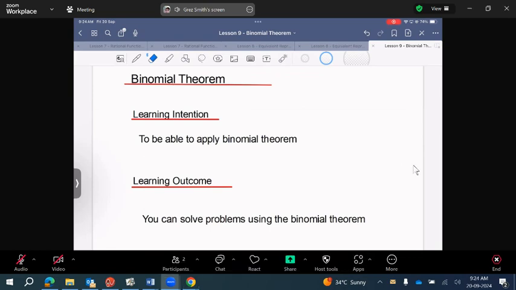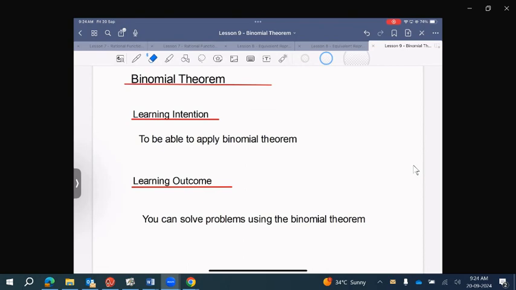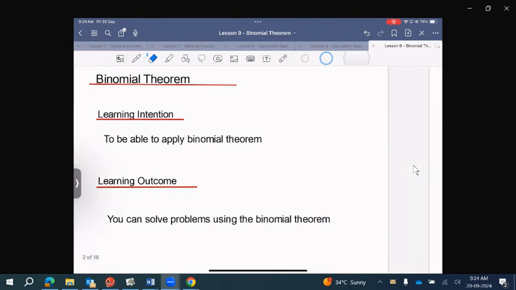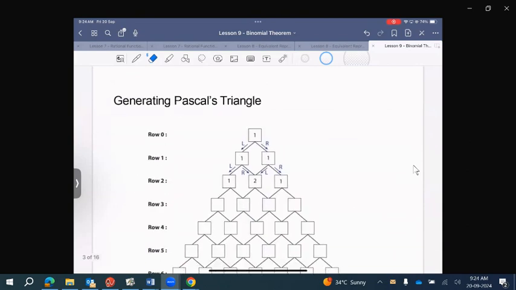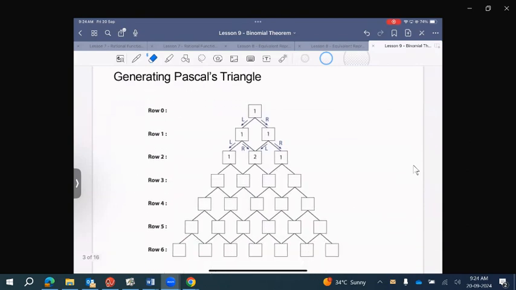All right, so today we're going to look at the binomial theorem. Basically we're going to learn how to use the binomial theorem a little bit, starting off with generating Pascal's triangle. If you're familiar with Pascal's triangle, I'm just going to remind you how to use it a little bit. So we can generate columns of Pascal's triangle.